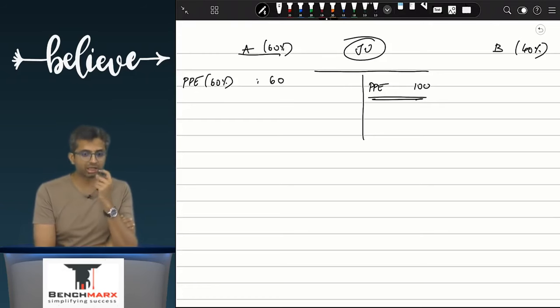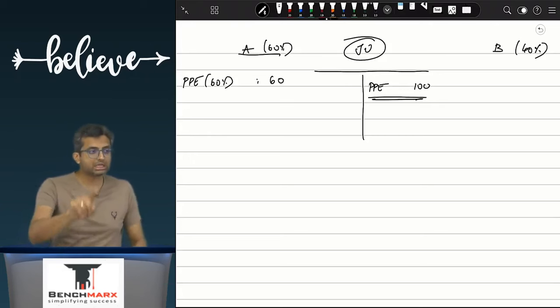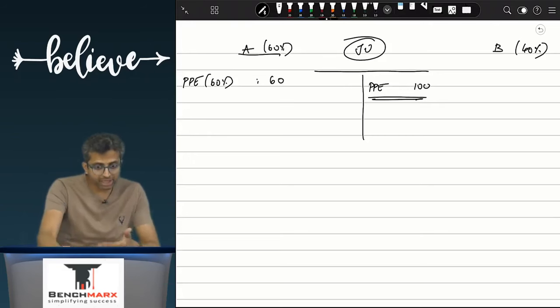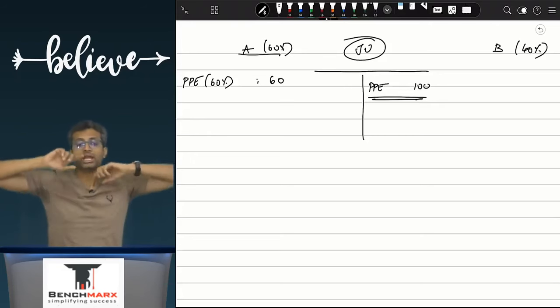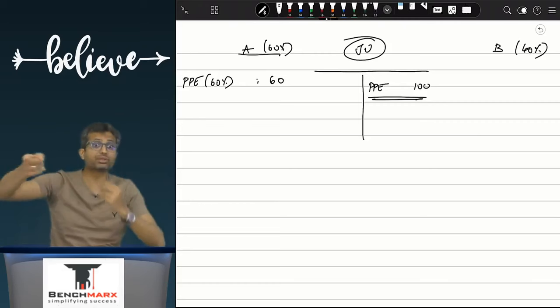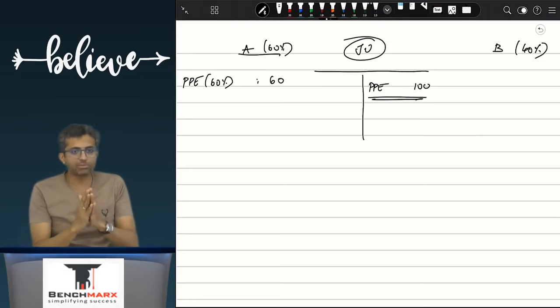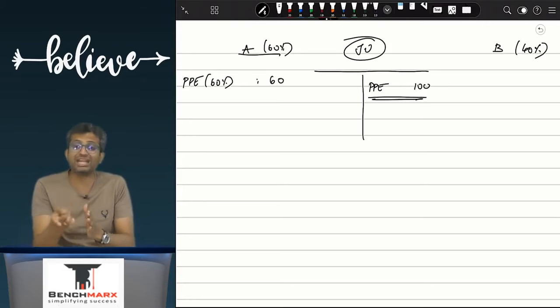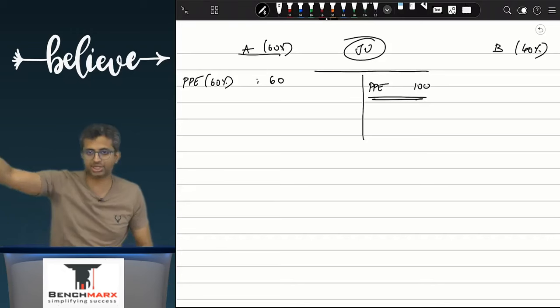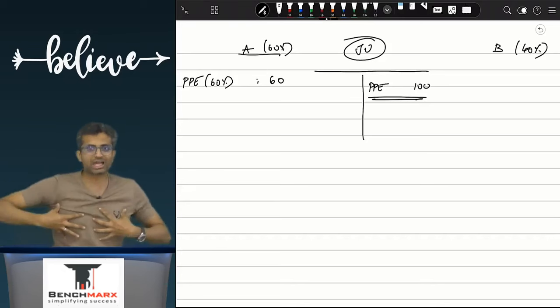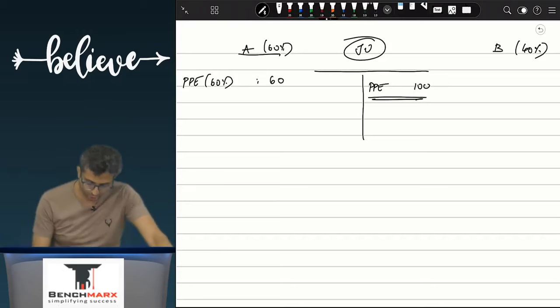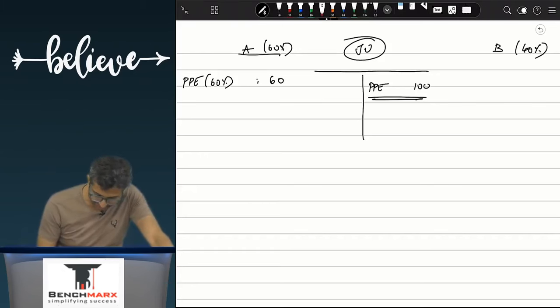So, the transaction is treated as a purchase, not of the entire PP. It is treated as a purchase of the balance 40% share. For the entire amount, if I am paying 90, 90 mein se 40%, that is 36. Jo share mera nahi hai, I am paying that. So, to this, I will add. I will say, ke bhai, theek hai.